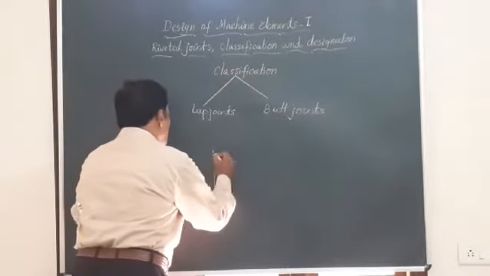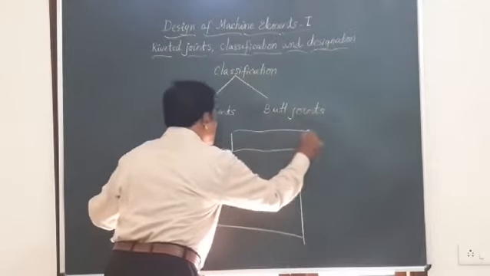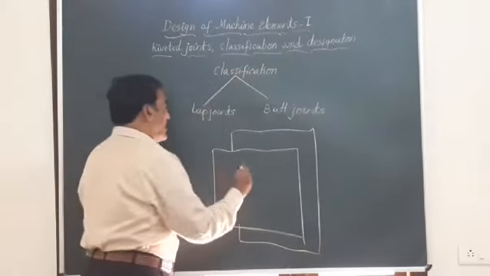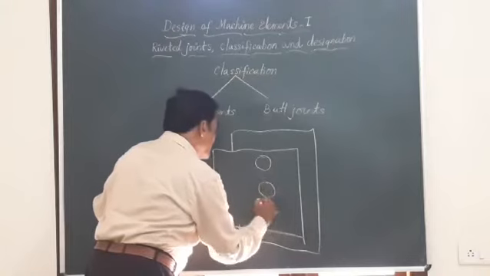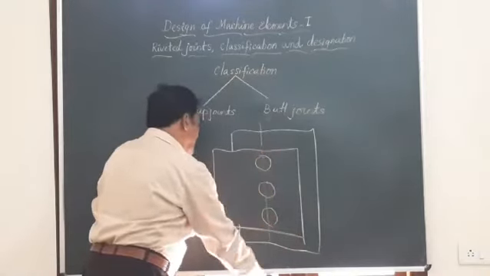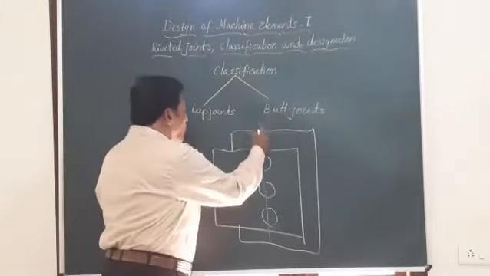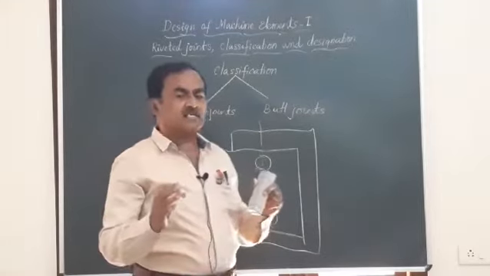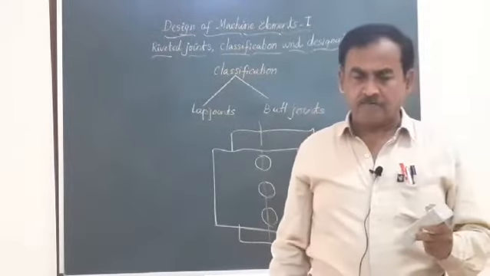For example, if you have a plate like this, plate number 1, this is plate number 2, these two plates, at the top I am writing, suppose there is a rivet hole here, rivet, rivet, etc. Here this joint is made by making use of only one line of rivet or one row of rivet, and such a joint we call as single riveted lap joint.